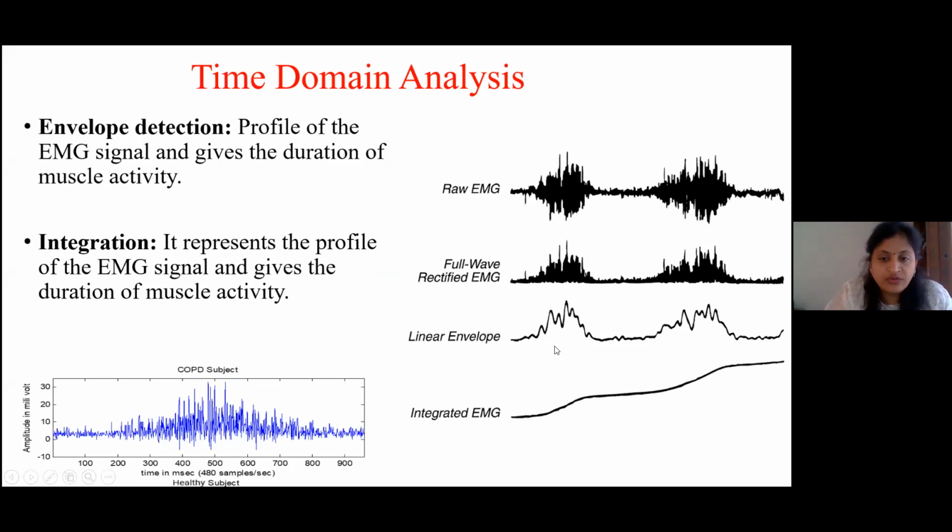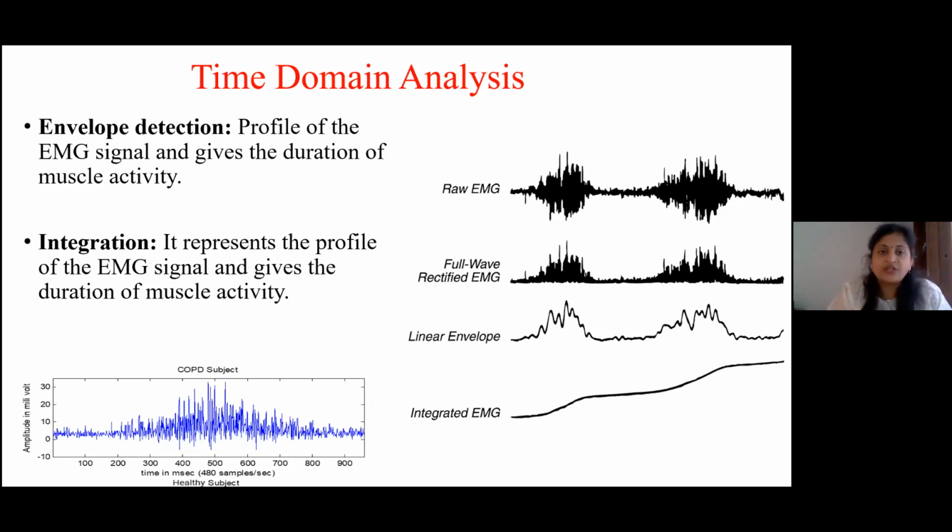Here, after full wave rectification, the linear envelope, that is the envelope detection of your muscle signal, is very important, as well as the integration, which is also a very important feature. What does this linear envelope exactly give you? You pass this full wave rectified EMG signal through a low pass filter, and that will give you the linear envelope. The linear envelope gives you the profile of the EMG signal, which shows the duration of the muscle activity. So this is the total duration of the muscle activity you can identify. This is also a duration of the muscle activity. But if you want to analyze the profile of the EMG signal, then you can go for the integrated EMG. So linear envelope and integrated EMG are two basic time domain features that you can analyze.